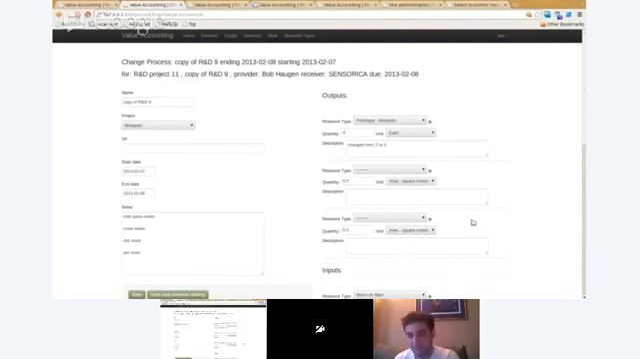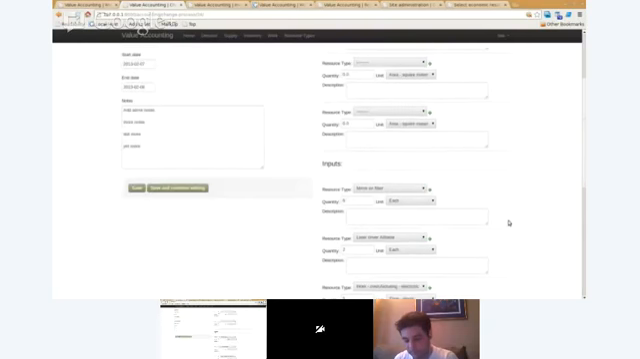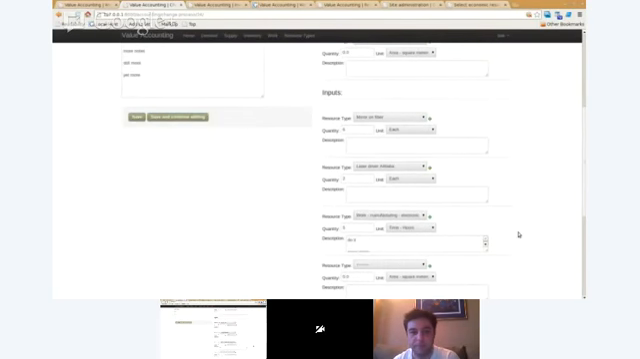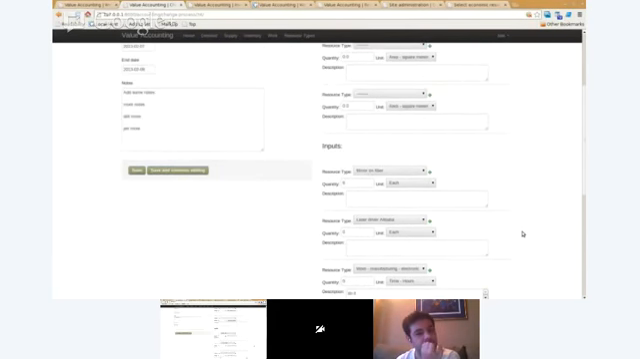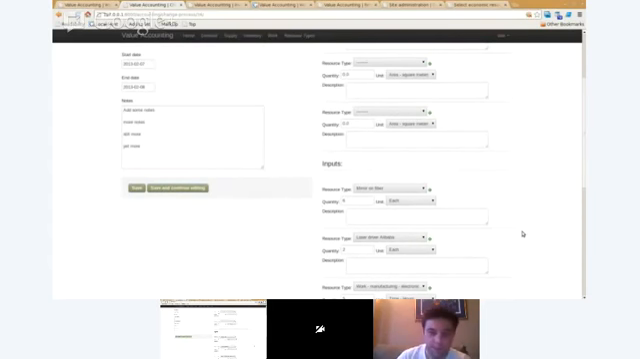So here's our process for this stuff. Can you see the process? Am I still sharing the screen? Yes. I'm just playing around to see what if we had two different things.